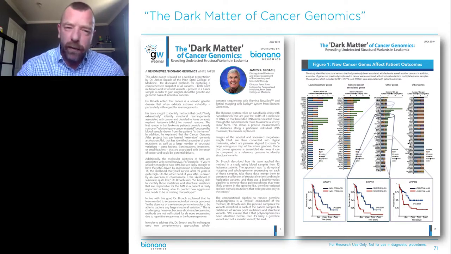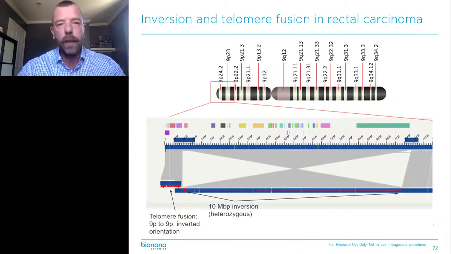And speaking of an inversion earlier, I want to show you an unrelated example here of a sample that was mapped by Bionano in a colorectal carcinoma sample. And here you see this 10 megabase inversion at the telomeric end of chromosome 9. But interestingly, the Bionano map at the bottom here extends past the reference. And that is because there's a telomere-telomere fusion of 9p to 9p.